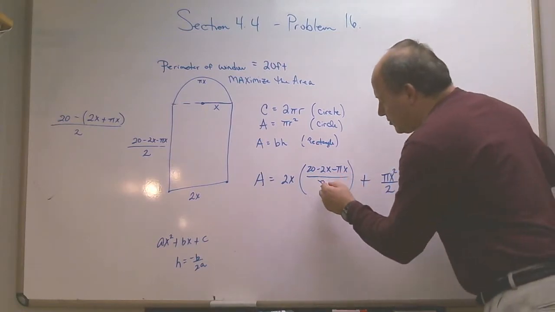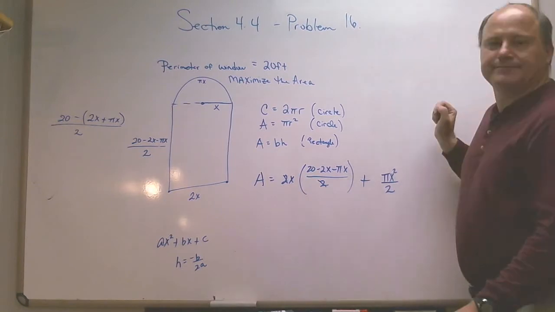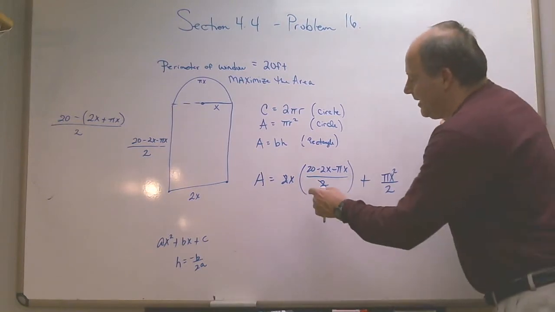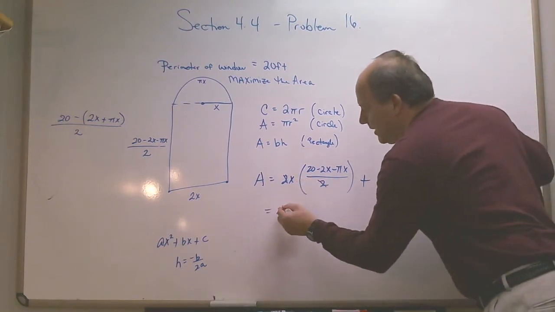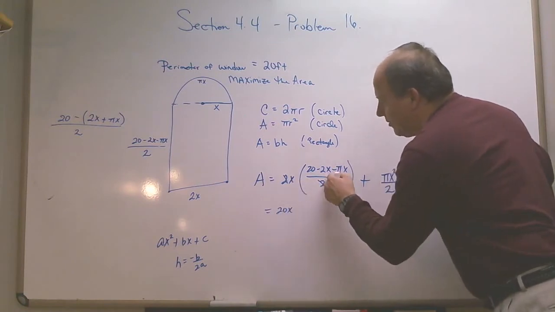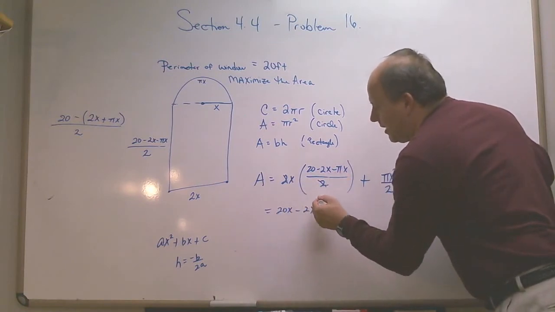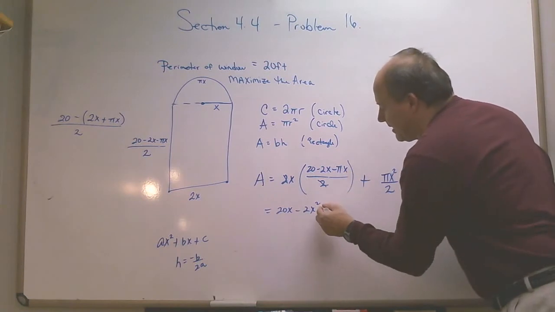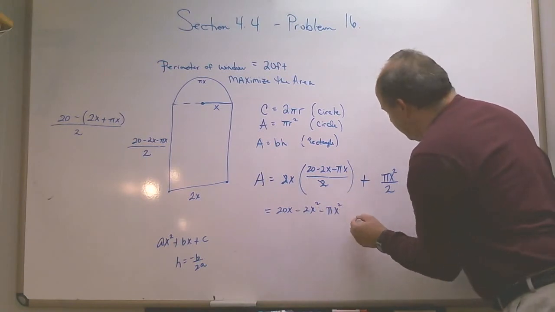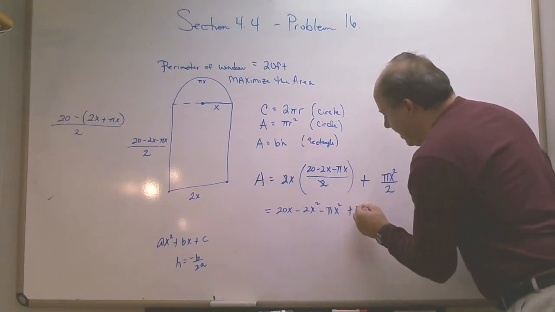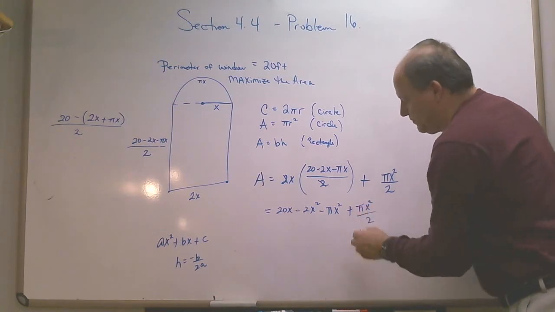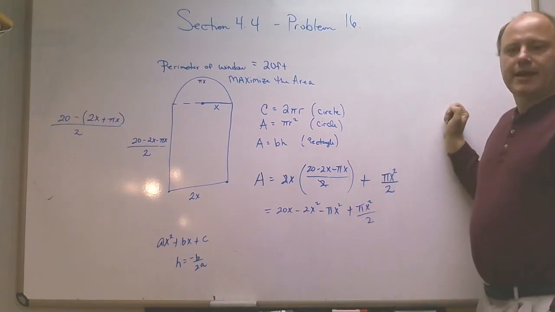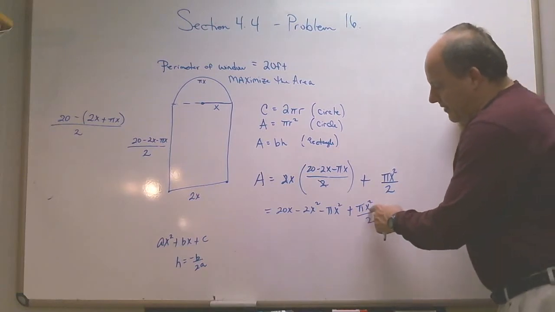Now, first of all, I'll cancel these 2's out because I can. And so then I get x times 20, which is 20x. X times negative 2x is a negative 2x squared. X times a negative pi x is a negative pi x squared. Plus pi x squared over 2. All right? Now, if you look at this, I have a lot of x squared terms.